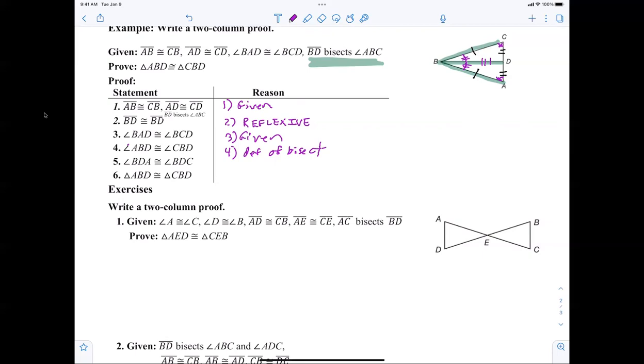Now, why is BDA, the last angle, congruent to angle BDC? Can someone tell me? Third angle theorem. That's correct. The third angle theorem just says if 2 angles of a triangle are congruent to 2 angles of another triangle, then the third angle must be congruent.